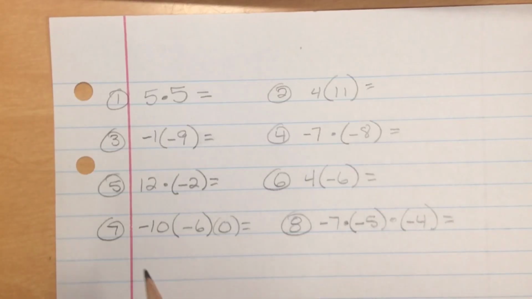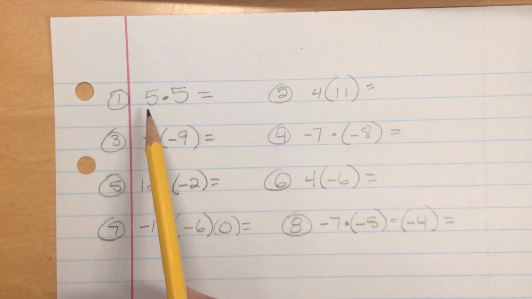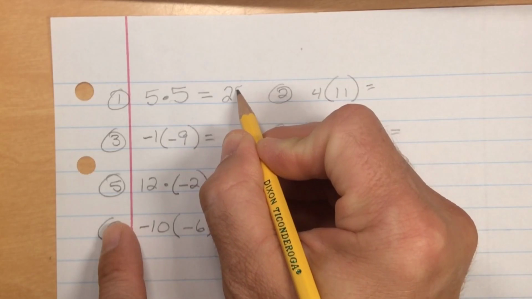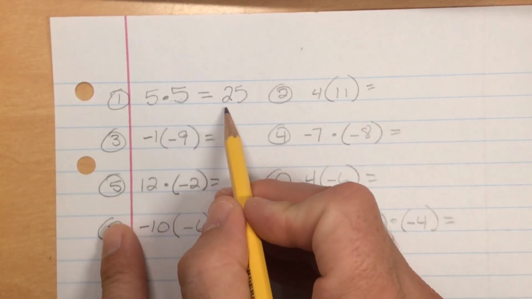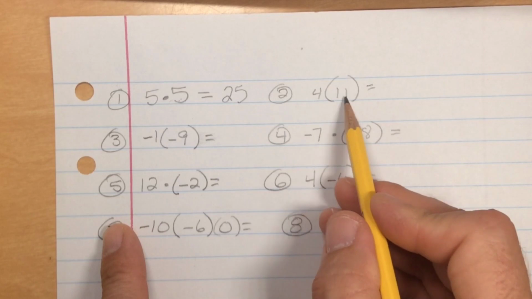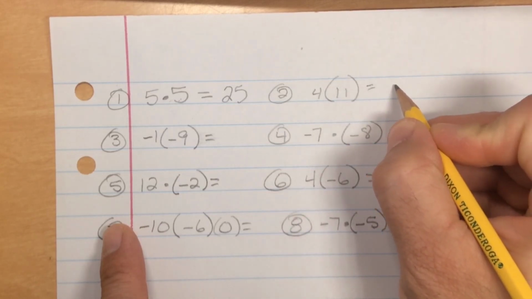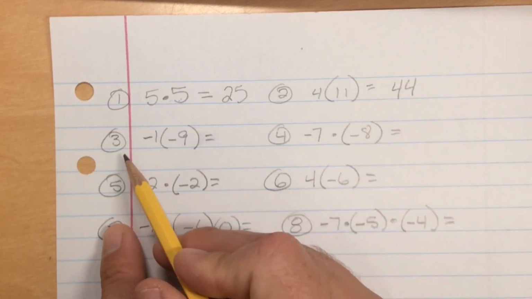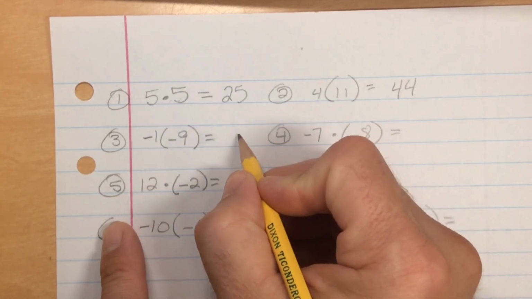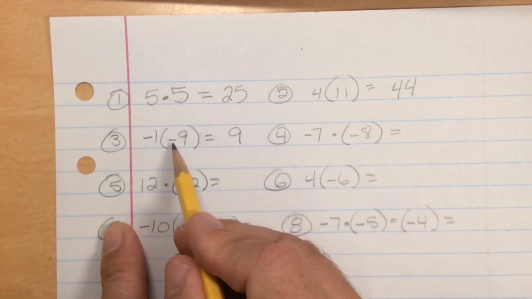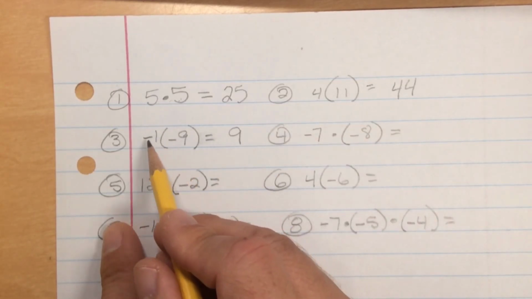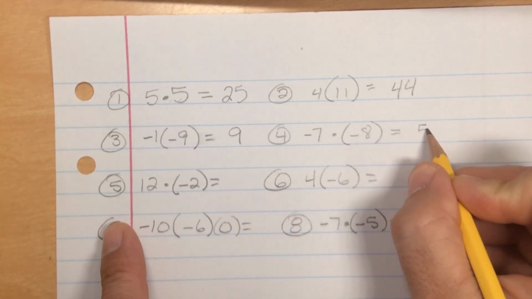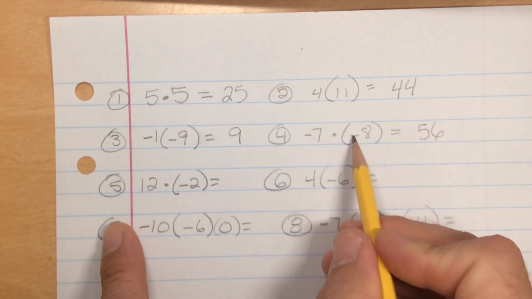All right, well, those problems hopefully didn't take you too long. Let's go over them rather quickly here. Number 1, 5 times 5. Well, I know 5 times 5 is 25, and same sign, so it's positive. Number 2, 4 times 11. 4 times 11 is 44. And again, same sign, so it's positive. Number 3, 1 times 9 is 9. Same sign, even though they're both negative, it's still the same sign, so it's positive. 7 times 8 is 56, same sign, so it's positive.